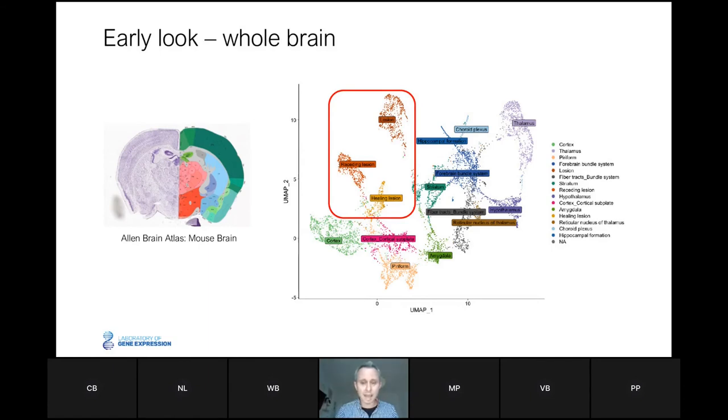When we annotated these spots using the Allen Brain Atlas as a reference, we could clearly identify spots corresponding to different brain regions, for example, thalamus, amygdala, cortex, etc. But we also detected three unique clusters, which we called lesion, receding lesion, and healing lesion. Those spots were under the lesions, and we could immediately see that they are quite different, and they develop over time.